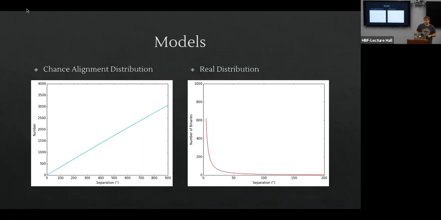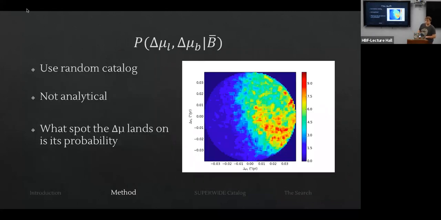For the proper motions, however, we did have to do one thing. So when we went to the random catalog and we examined the distribution of the differences in proper motion, so this is differences in proper motion L, differences in proper motion B, it just looks like this mess. And this is actually from one part of the sky. If we would go to another part of the sky, it's something completely different.